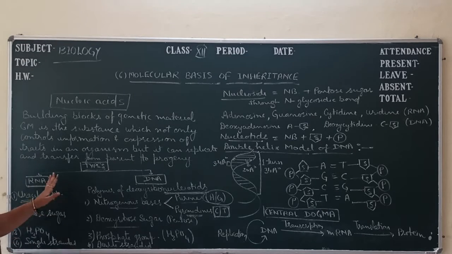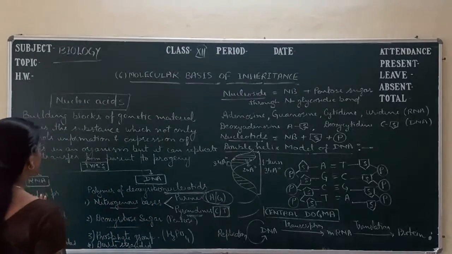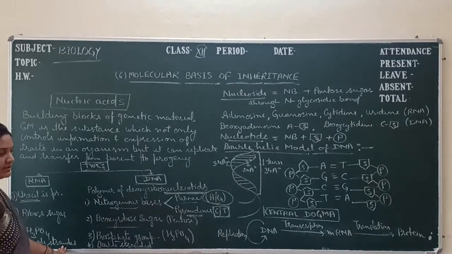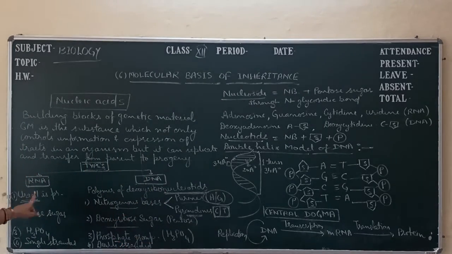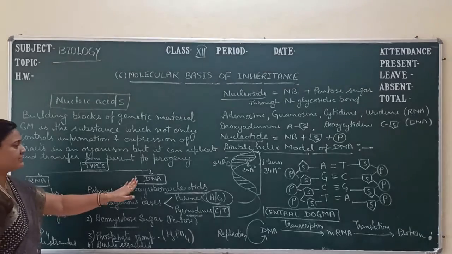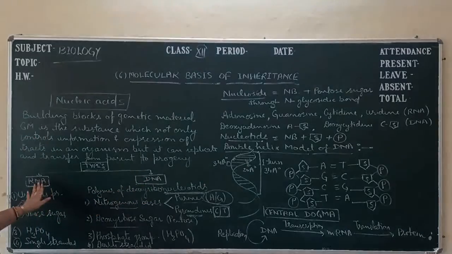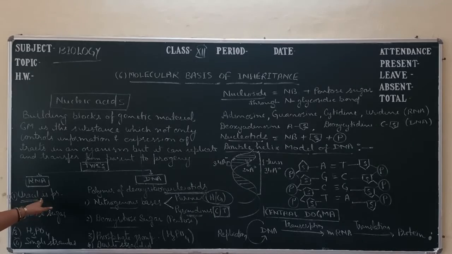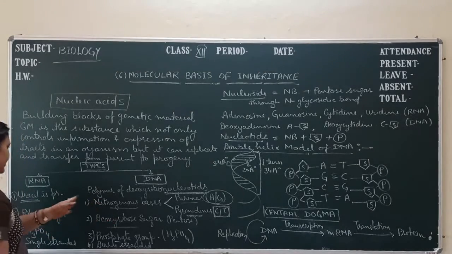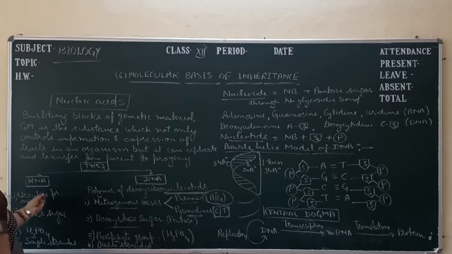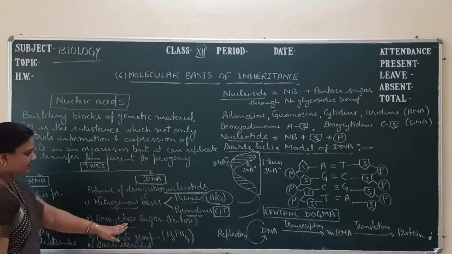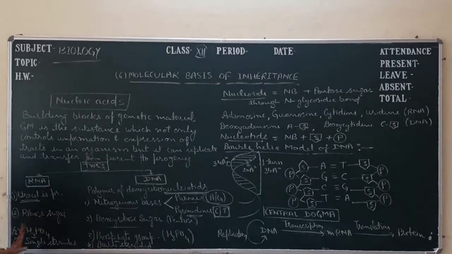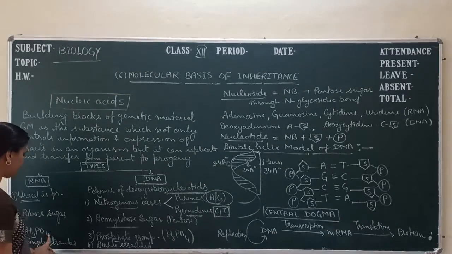So what are the differences between RNA and DNA? RNA is single stranded, while DNA is double stranded. In place of thymine in DNA, uracil is present in RNA. Uracil is slightly different from thymine; thymine is 5-methyl uracil. In place of deoxyribose sugar in DNA, ribose sugar is present in RNA, and in both RNA and DNA, phosphoric acid is present as the phosphate group.